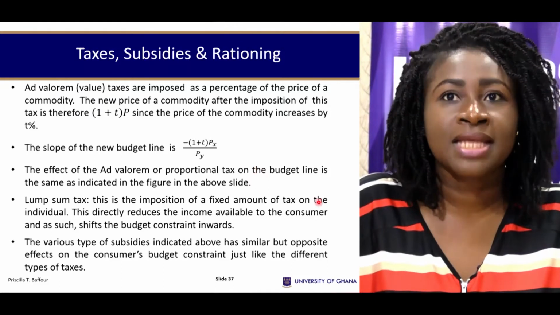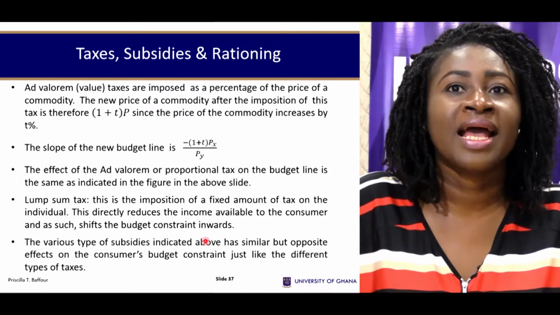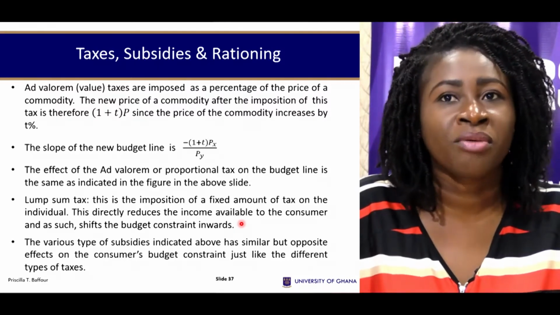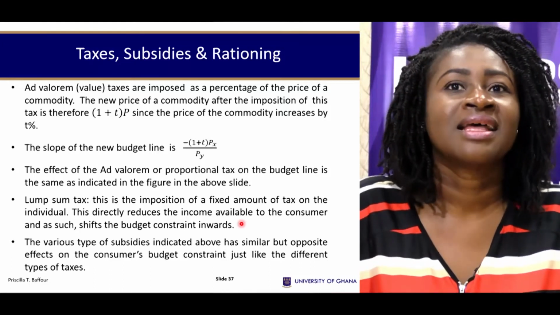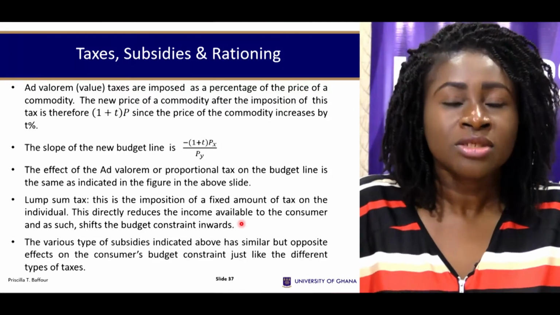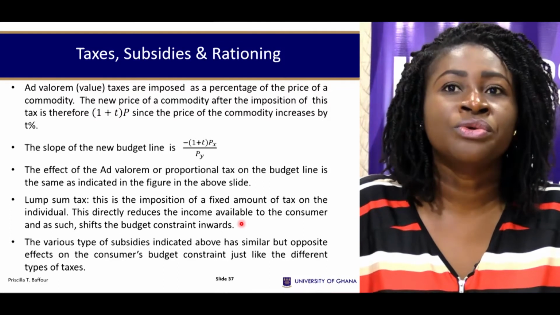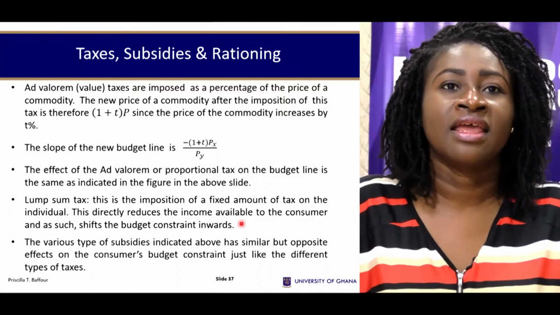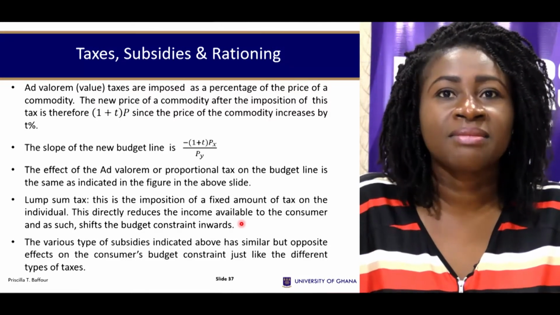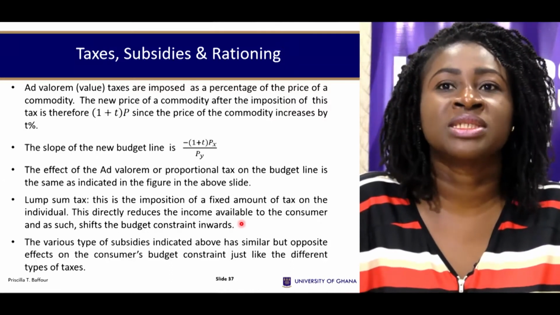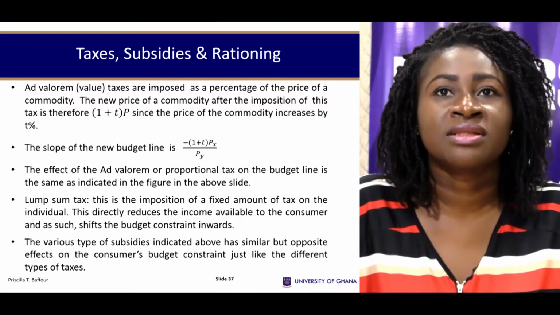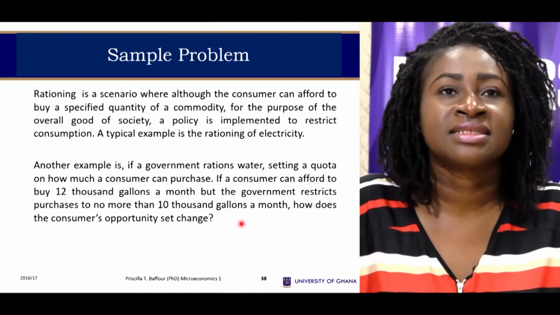And then with the lump sum tax, it's a fixed amount that you pay as tax by an individual, right? It doesn't depend on income, it doesn't depend on price or anything. So this just acts directly as a reduction in the income of the individual. So it shifts the budget line inwards due to the reduction in the income available to the individual. So in terms of the subsidies, they act similar to the taxation but in opposite directions. So I would ask you to do the review for subsidies yourself using this knowledge that you have in taxation.